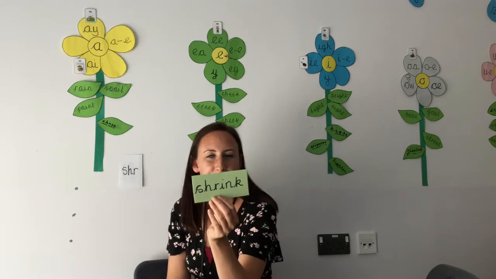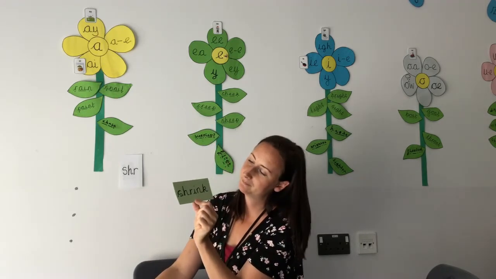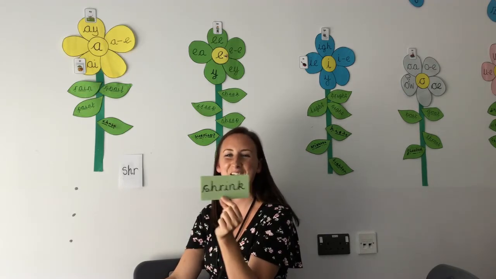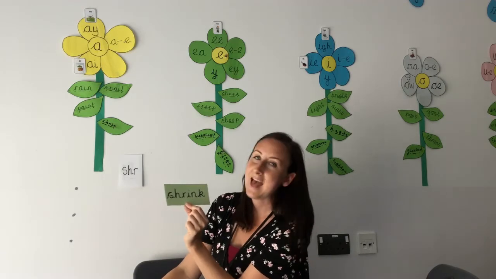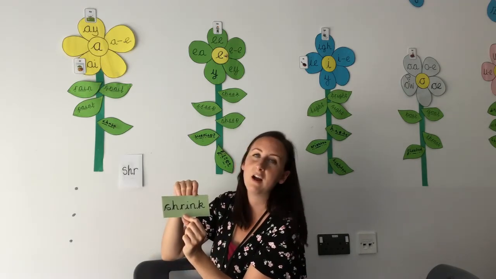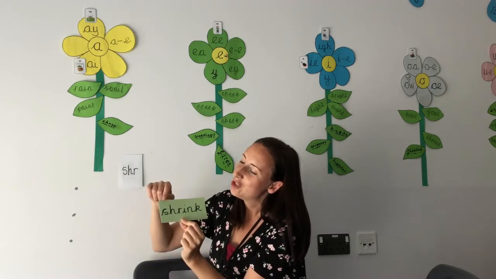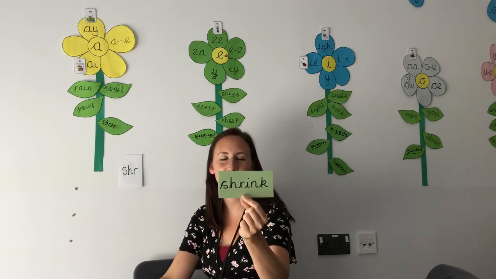The second word, let's have a look, is this one. So have a look. Can you see any digraphs or trigraphs? Okay, so again, because this is our blend and it does have the sh for shell at the beginning, and we also have a blend at the end, unk, unk. Okay, right, let's sound it out. Sh, r, i, unk, shrink. My turn, shrink, your turn.